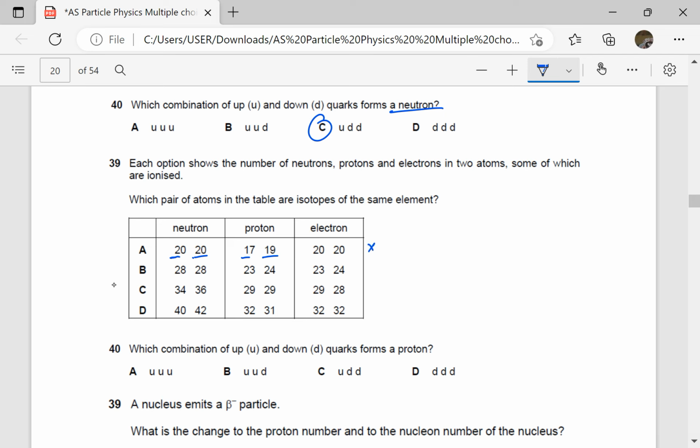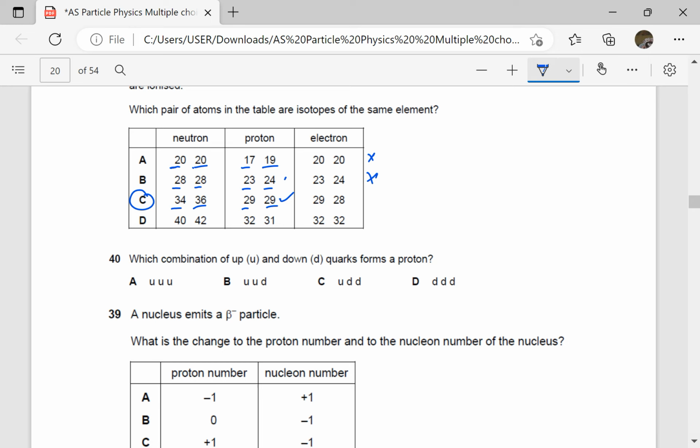We go to the next one. The same number of neutrons. This one has 23 protons, the other one has 24 protons. These are not isotopes because the proton number is not the same. 34 neutrons, 36 neutrons, the other one has 29, 29. These are same number of protons, so those are isotopes. So the answer is C.